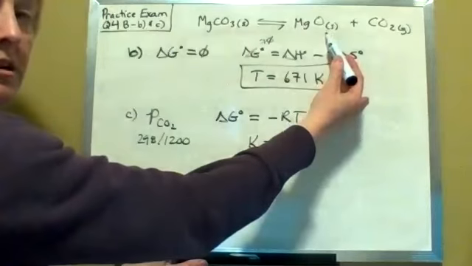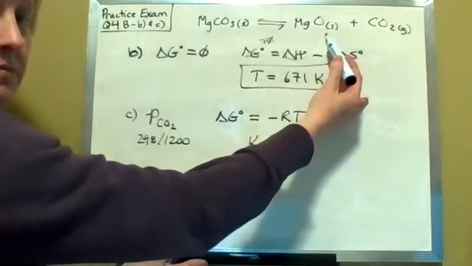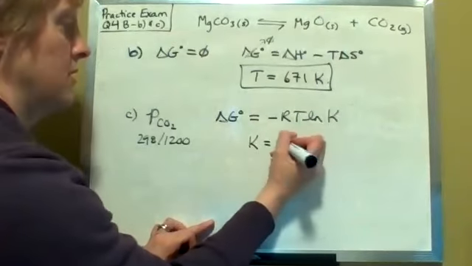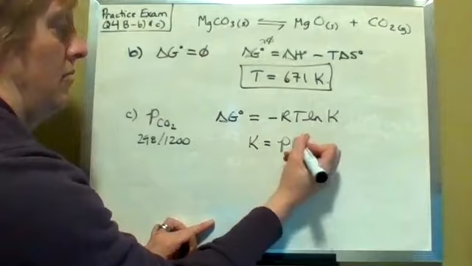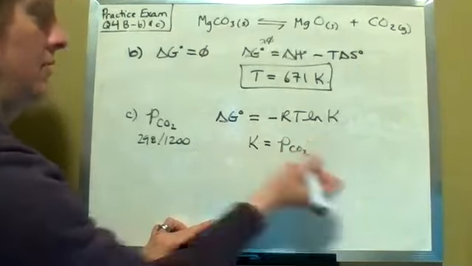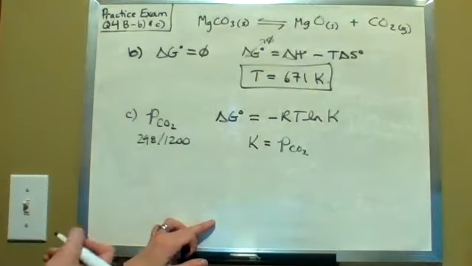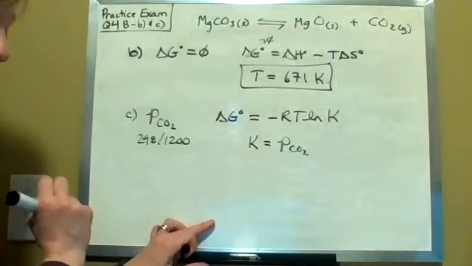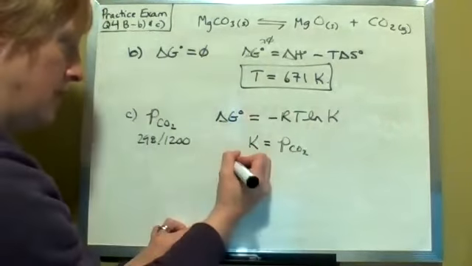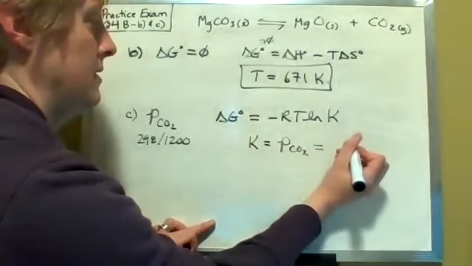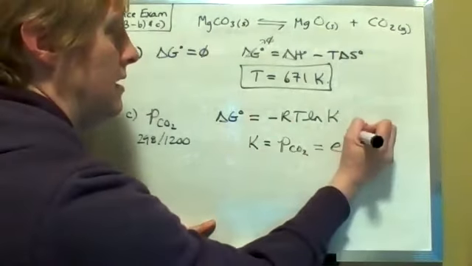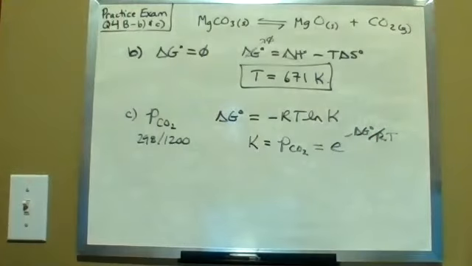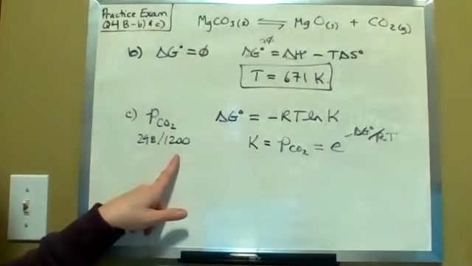If anything is solid, it is not included in this equation. And if anything is a gas, it's included as a partial pressure, and those are found as bars if there's only one. So we have partial pressure of CO2 is all that we have for K. So by solving for K, we're going to solve for the partial pressure of CO2. So by rearranging that equation, this is going to be equal to e to the minus delta G naught over RT. And we're going to do this at 298 and at 1200.